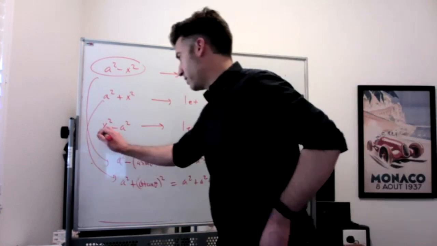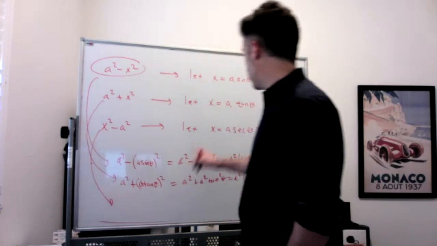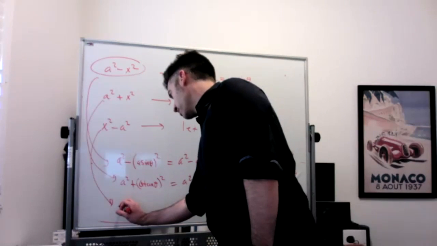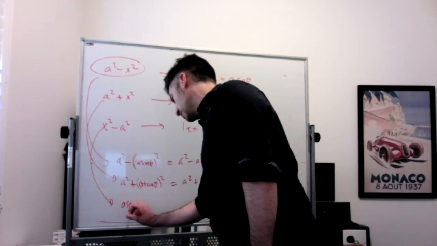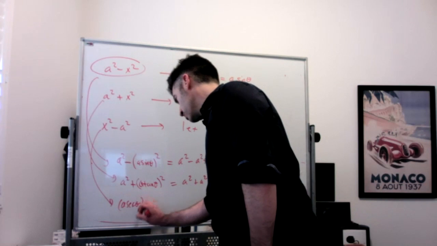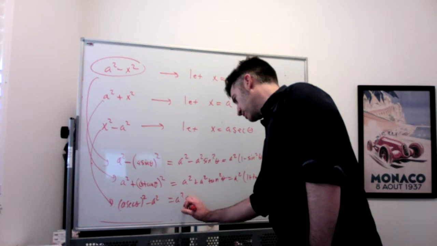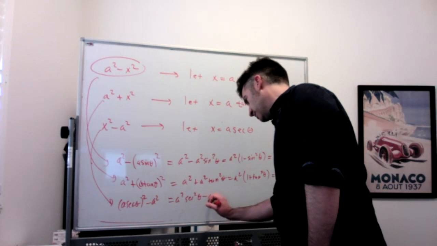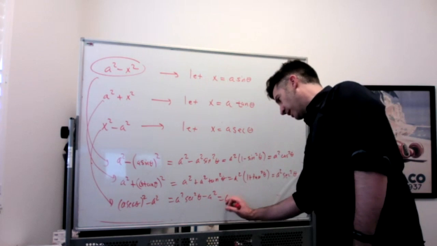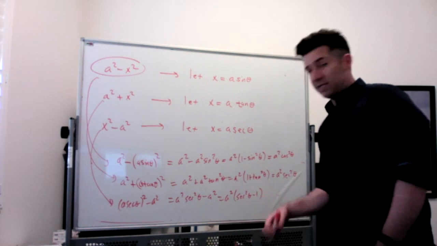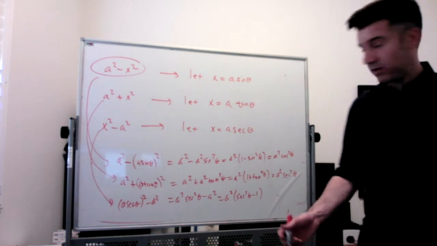And lastly, for this one, if you plug in a secant theta for x, you get a secant theta squared minus a squared. You get a squared secant squared theta minus a squared. You factor out the a squared, you're left with secant squared theta minus 1. And secant squared theta minus 1 is equal to tangent squared theta.